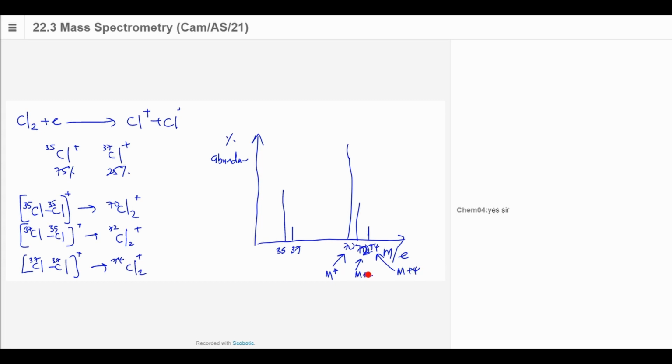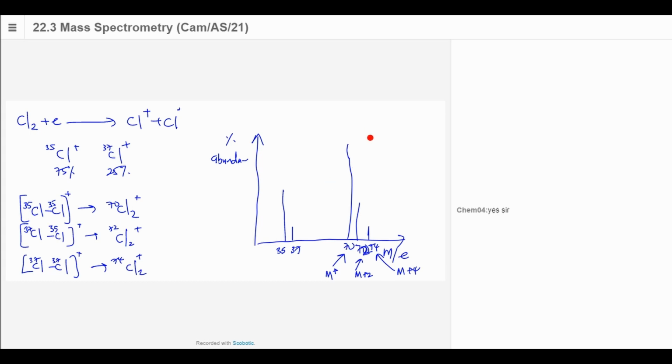What does M plus 2 mean? M is the molecular ion, and plus 2 means 2 units next to the molecular ion. You can see the molecular ion is 70, right? So plus 2 is 72, and plus 4 is 4 units next to the molecular ion, which is 74. Got it? So the chlorine mass spectrum looks like this.